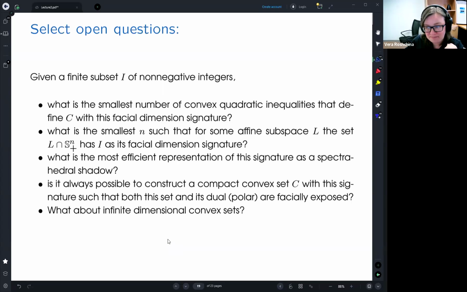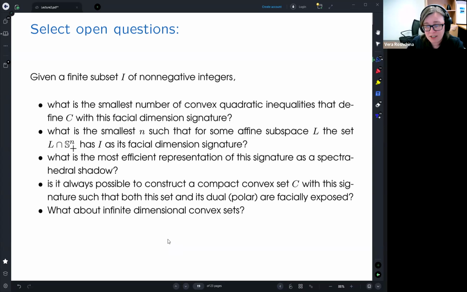Now, if I want to represent this as a spectrahedron, I can obtain a spectrahedron representation from convex quadratic inequalities, but I don't know how to obtain an optimal one. What is the smallest cone of positive semi-definite matrices such that I can obtain a spectrahedron from this cone that has the desired dimension signature? I don't know what is the smallest spectrahedron such that I can obtain this dimension signature as a projection of that spectrahedron onto some linear space.